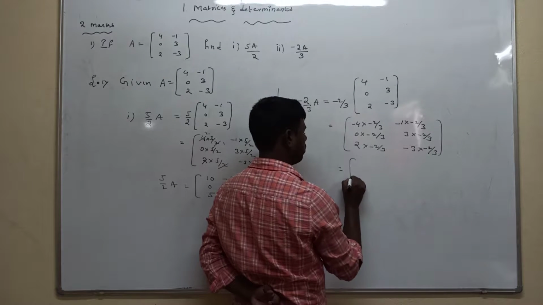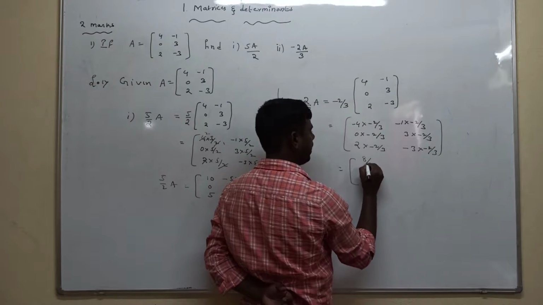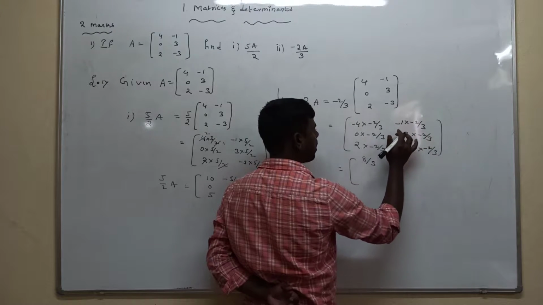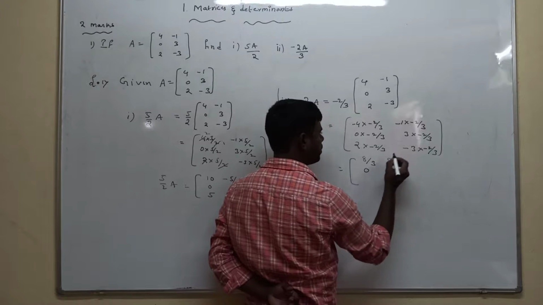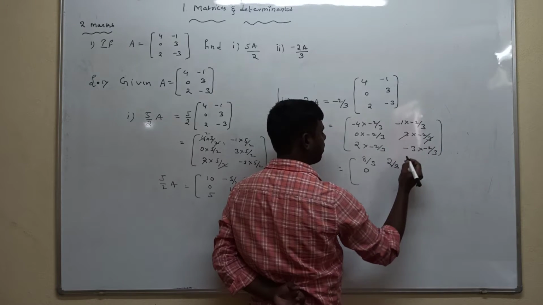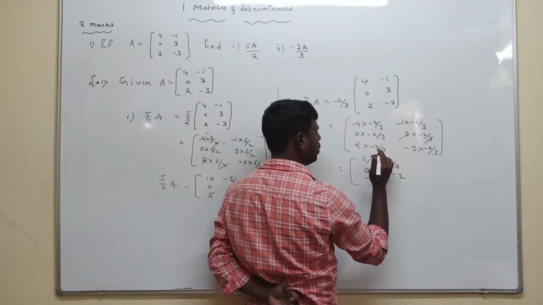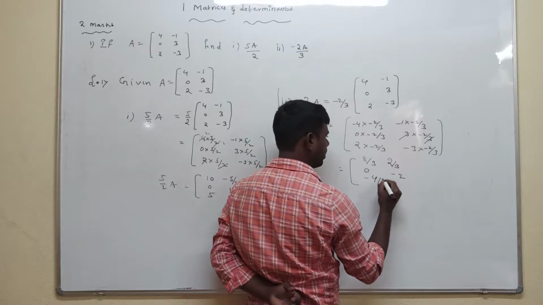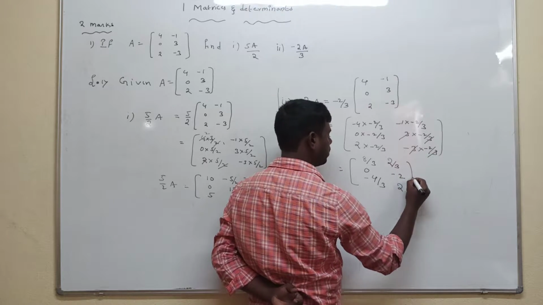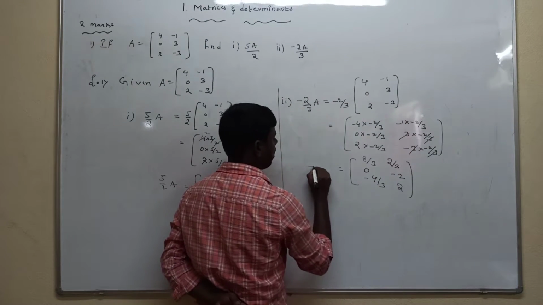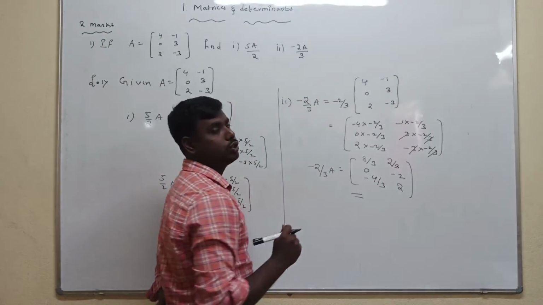Now minus into minus is plus. 4 into 2 by 3 is 8 by 3. Minus into minus is plus, 1 into 2 by 3 is 2 by 3. 0 into anything is 0. 3 and 3 get cancelled, the value left is minus 2. Plus into minus is minus. 2 into 2 by 3 is 4 by 3. 3 and 3 get cancelled. Minus into minus is plus, into 2. This is the value of minus 2 by 3 into A. This is the required solution.